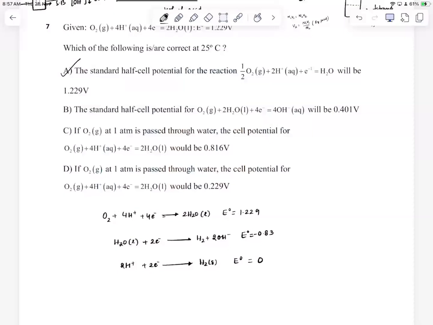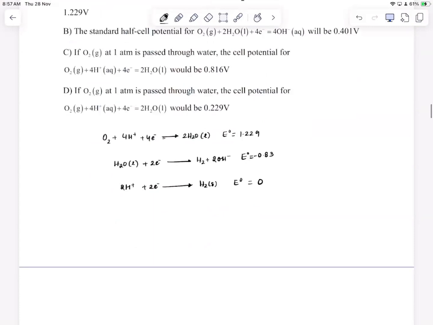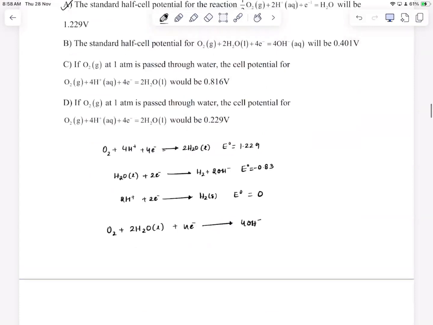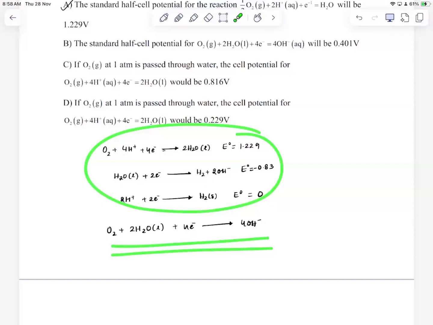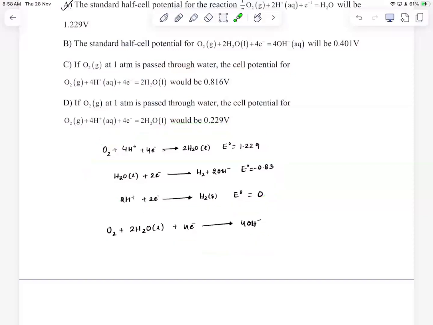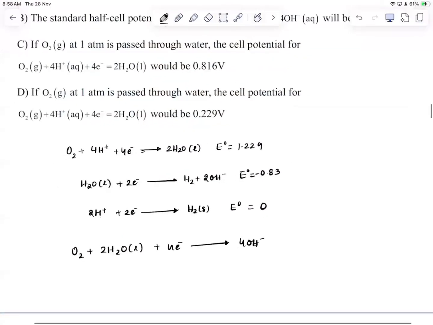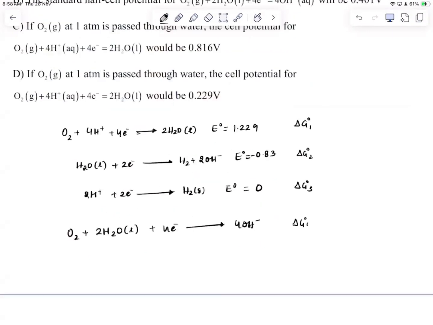We just need to use this and try to figure out how we can get the overall reaction given in the question, which is O2 plus 2H2O liquid plus 4 electrons giving 4 OH minus. We have to use these three equations to get this one, because these are the only known equations we have. So let us put this as delta G naught 1, delta G naught 2, and delta G naught 3, and this is delta G naught 4.